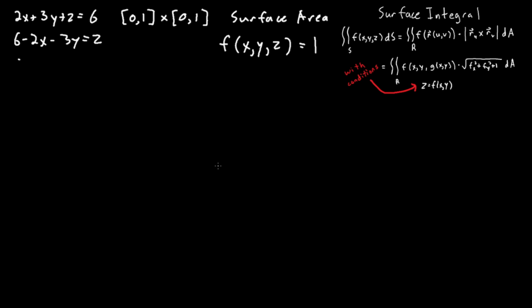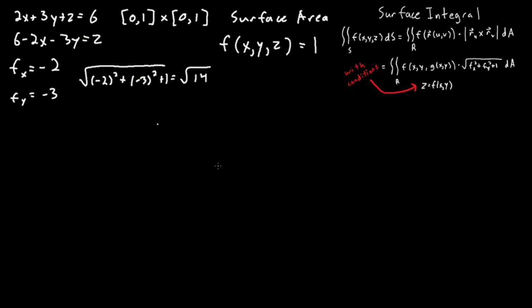So we can solve for our partial derivatives. The partial derivative of f with respect to x is just negative 2, and the partial derivative with respect to y is just negative 3. Therefore, this square root is equal to negative 2 squared plus negative 3 squared plus 1. This is all equal to the square root of 9 plus 4 plus 1, which is equal to the square root of 14.